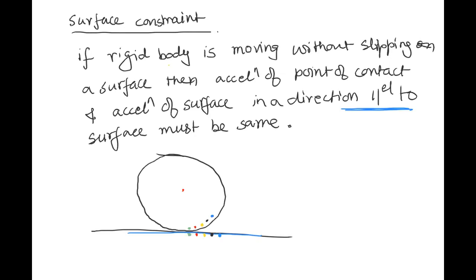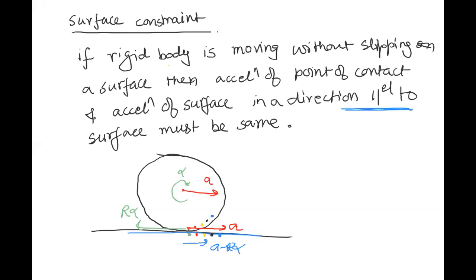So, if you remember from the diagram that we drew when we were talking about rotation plus translation, we said that the acceleration of the lowest point due to translation, if the center of mass is moving with A, is A, and due to rotation, if the rotation is clockwise, it will be R alpha. And the net acceleration of this point will be equal to A minus R alpha.